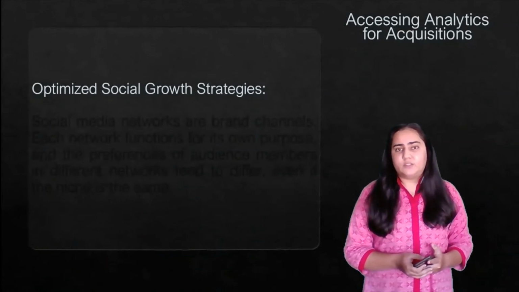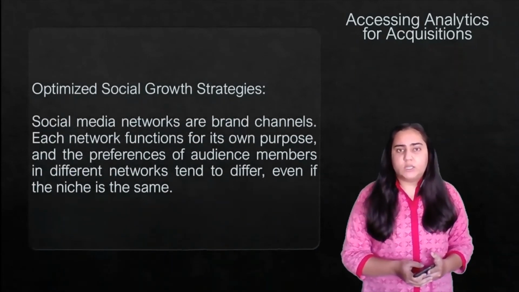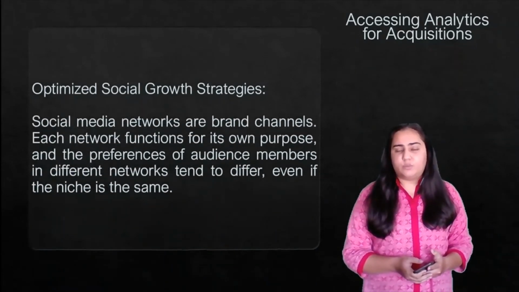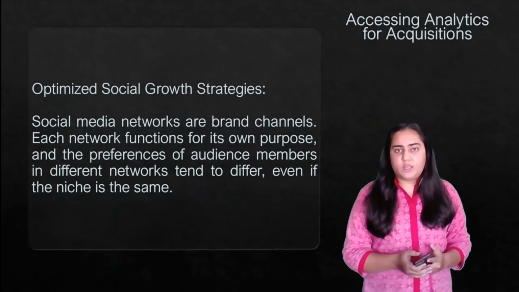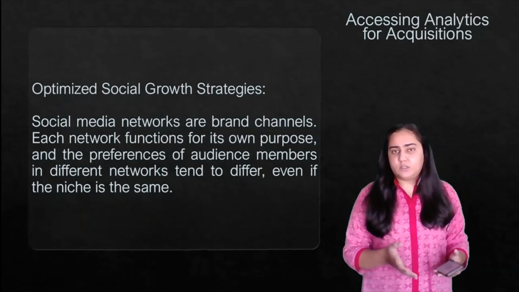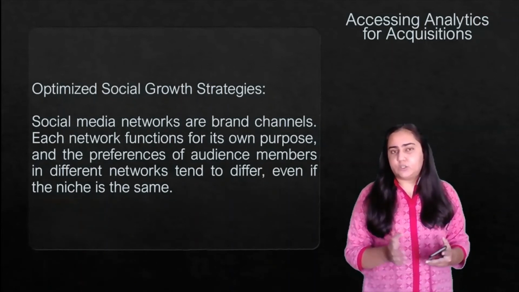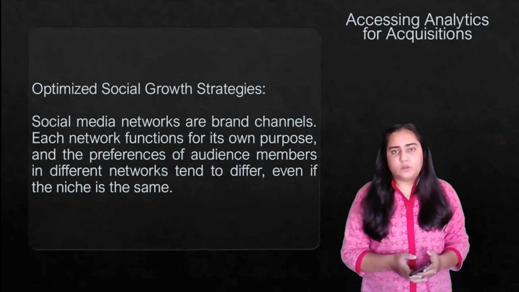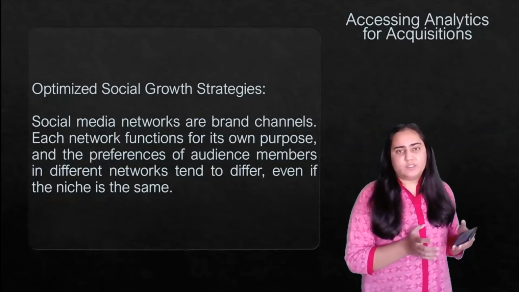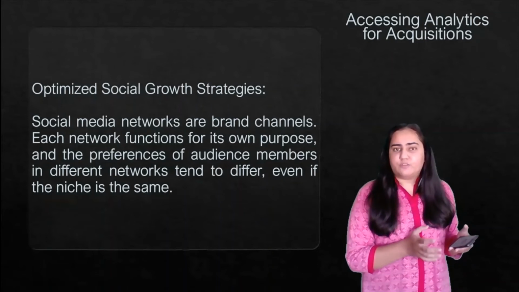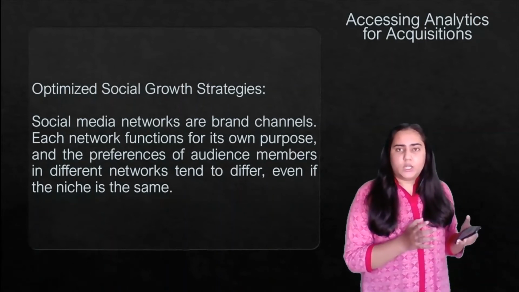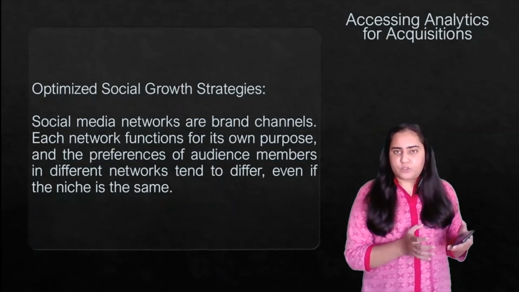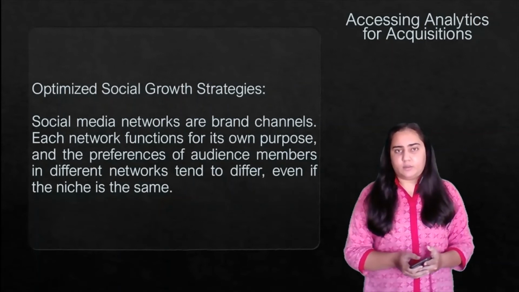Next is optimized social growth strategies. Social media networks are brand channels. Each network functions for its own purpose, and the preferences of audience members in different networks tend to differ, even if the niche is the same. So a niche is a particular segment or a small group of audiences that are involved in or like a specific thing.